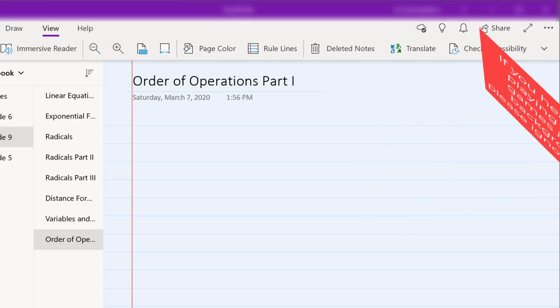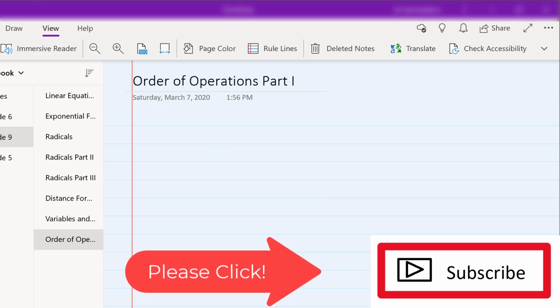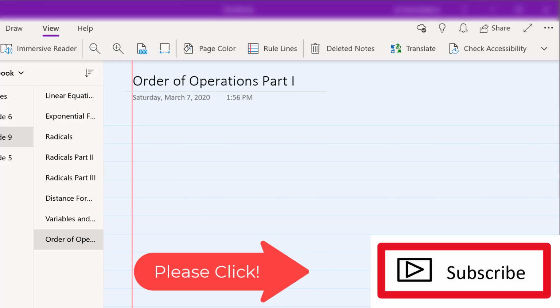Today we're going to be talking about order of operations part 1. I hope everybody's doing good and ready to learn this weekend.